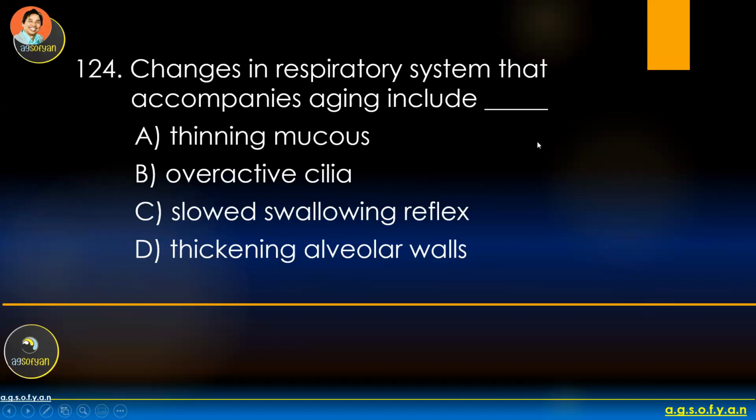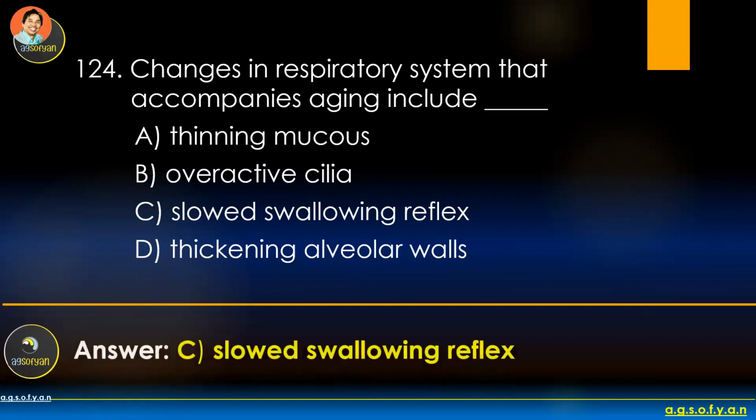Changes in the respiratory system that accompany aging include thinning mucus, overactive cilia, slow swallowing reflex, or thickening alveolar walls. The one related to aging is slow swallowing reflex.